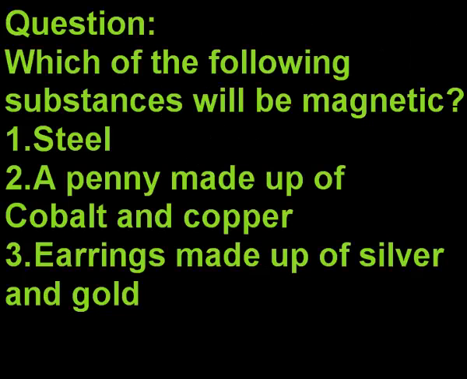Now the question which I would like you to go and attempt is to tell me which of the following substances will be magnetic or non-magnetic. Steel. Secondly, a penny that's made up of cobalt and copper. And then thirdly, earrings that are made up of silver and gold. So first pause your player and attempt the question before you look at the answer.